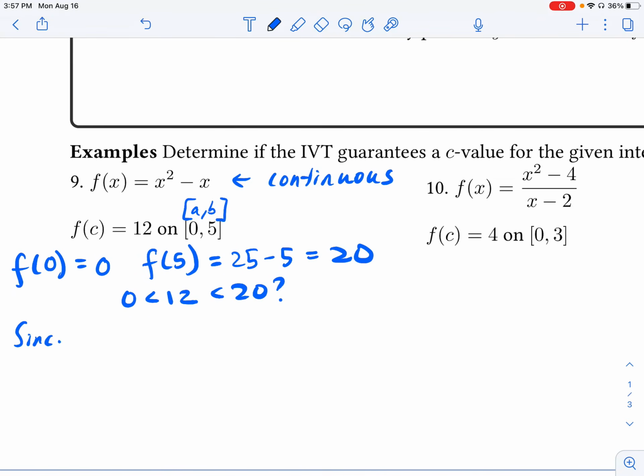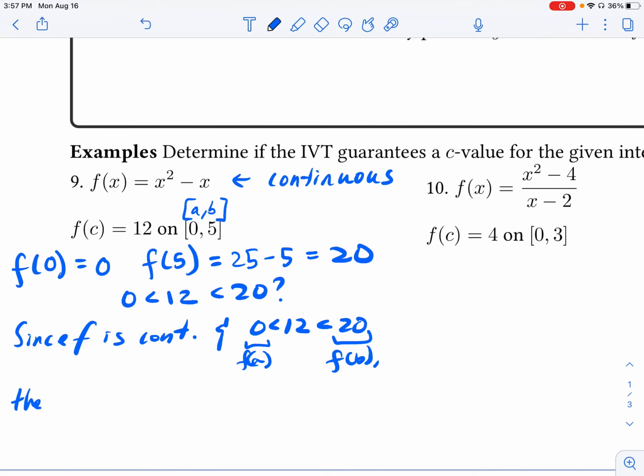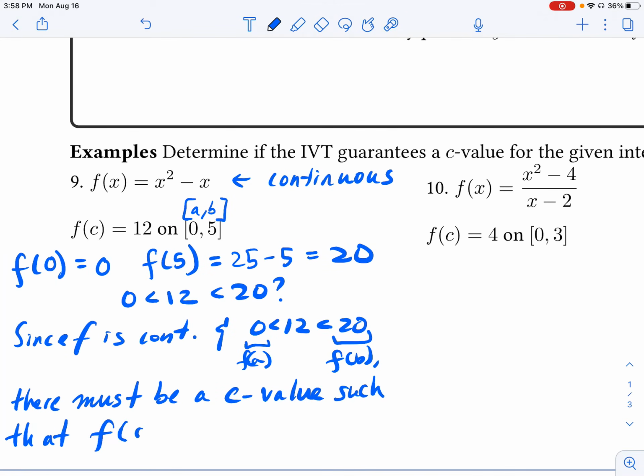Since f is continuous, and this value that we just found is indeed between 0 and 20, between f of a and f of b, there must be a C value such that f of C is equal to 12. That must be true. IVT does indeed guarantee that.